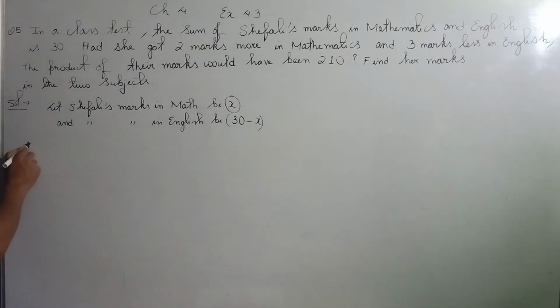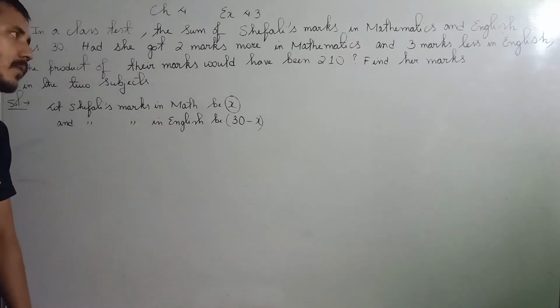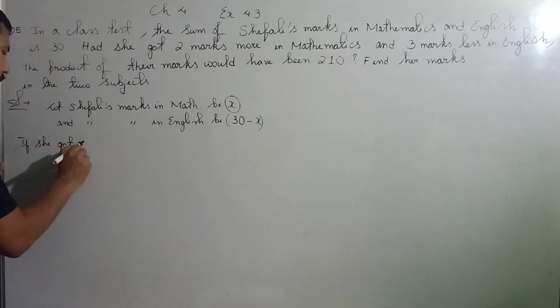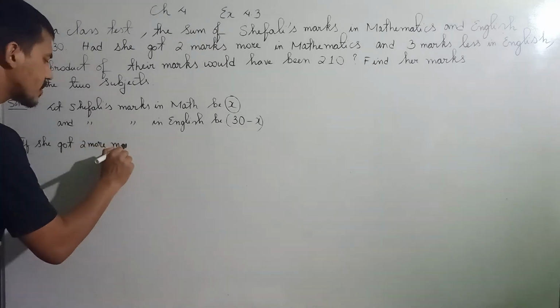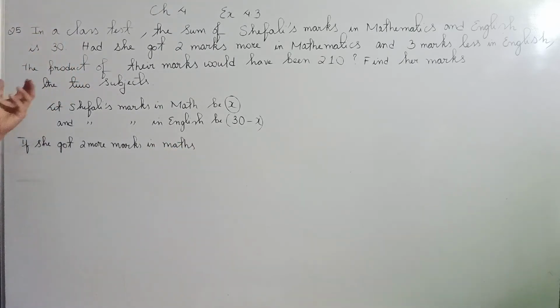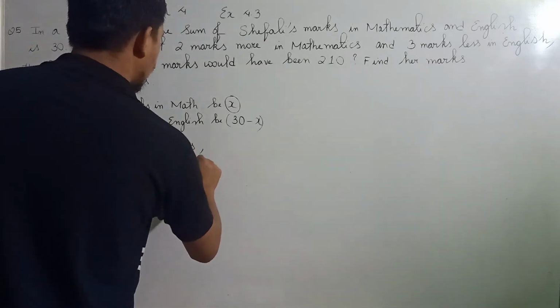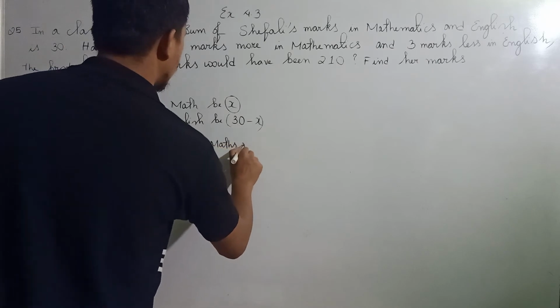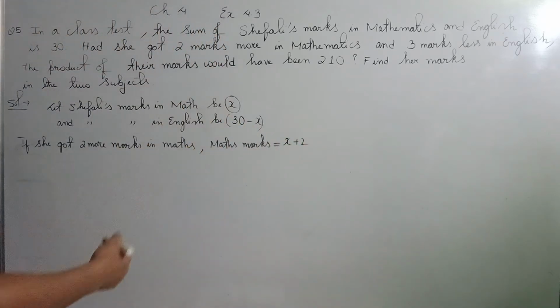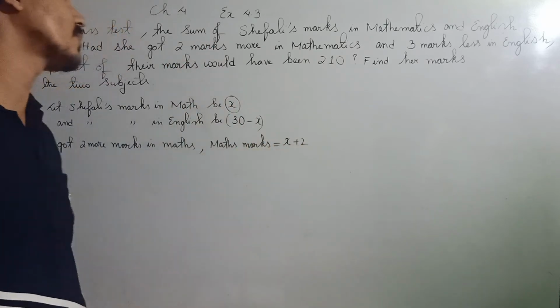So the question says, the new marks in mathematics and the new marks in English, if she multiplies them, then it would be 210. If Shefali gets 2 more marks in maths, then her maths marks would increase by 2. So x plus 2. Actually we assumed it to be x, but if she gets 2 more marks, then her maths marks will increase by 2, so x plus 2.